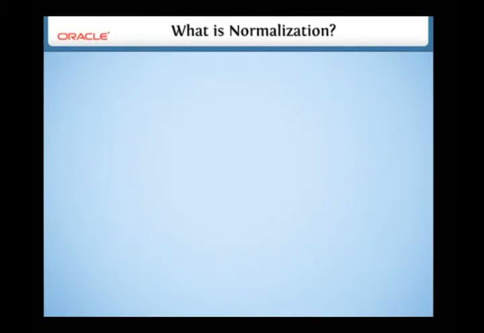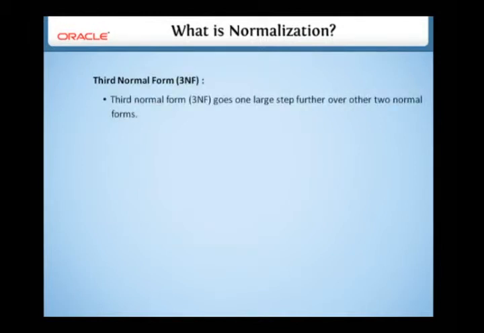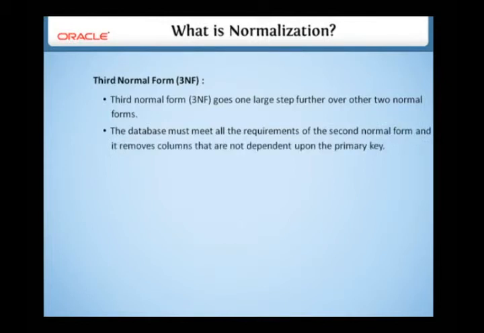Third normal form, 3NF. Third normal form, 3NF, goes one large step further than the other two normal forms. The database must meet all the requirements of the second normal form, and it removes columns that were not dependent upon the primary key. Here the primary key is nothing but a column in a table. We will see this in detail in upcoming lessons.